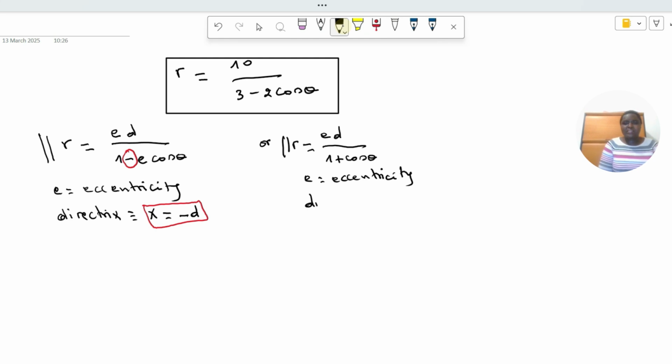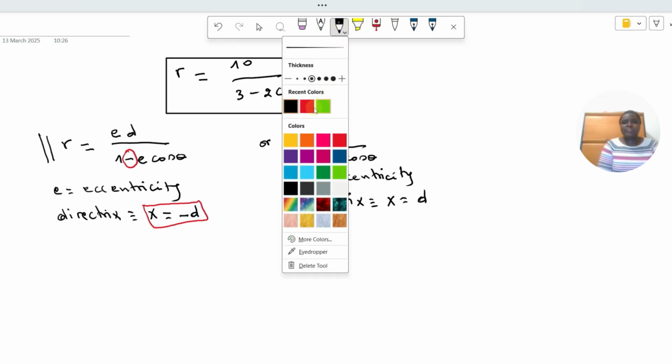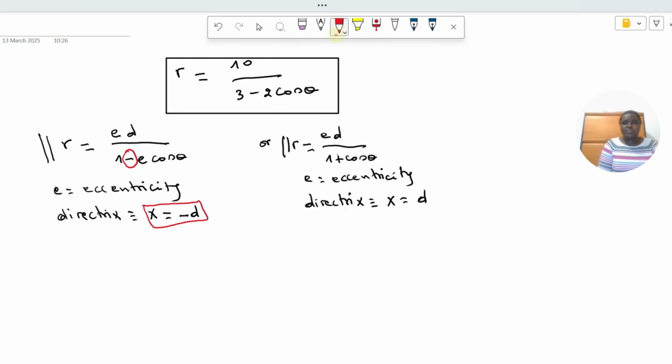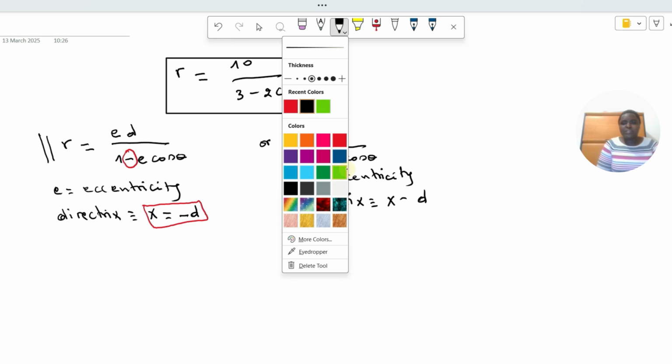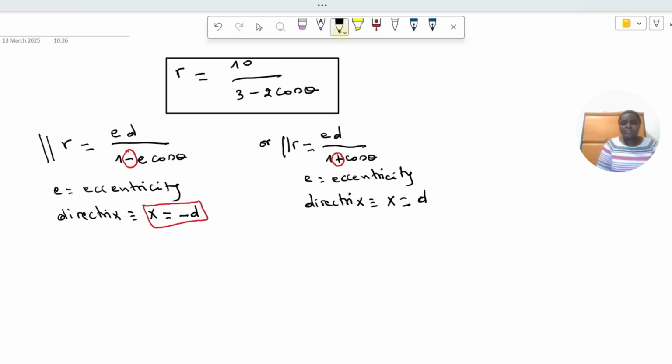And the directrix will have equation x equal to d, because we have a positive sign. Because we have this positive sign here, we will have a positive sign here too. So we have x equal to d instead of being minus d. So this will be the directrix.